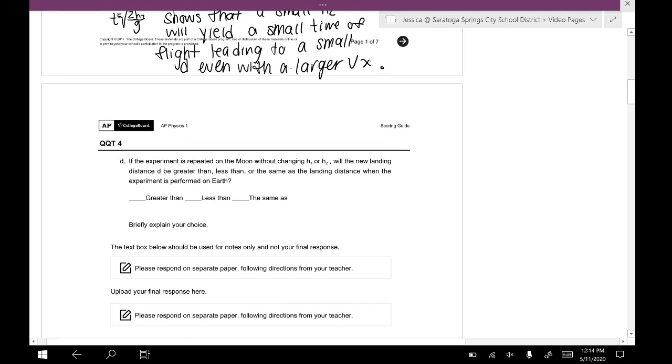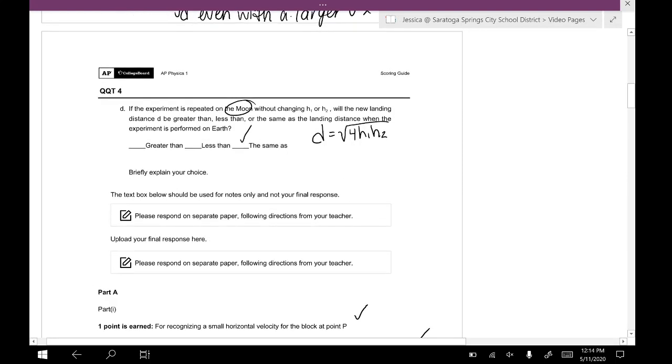Okay. So let's take a look at question D, which is the last part. D says, if the experiment is repeated on the moon without changing h1 or h2, the new landing distance D will be greater than, less than, or the same as the landing distance when performed on Earth. So our landing distance, remember, was the square root of 4 h1 h2. Now, the only thing that's changing on the moon is the acceleration due to gravity, but the acceleration due to gravity isn't in that equation anywhere, so this answer is going to be the same. So we can say essentially what I just said in my explanation.